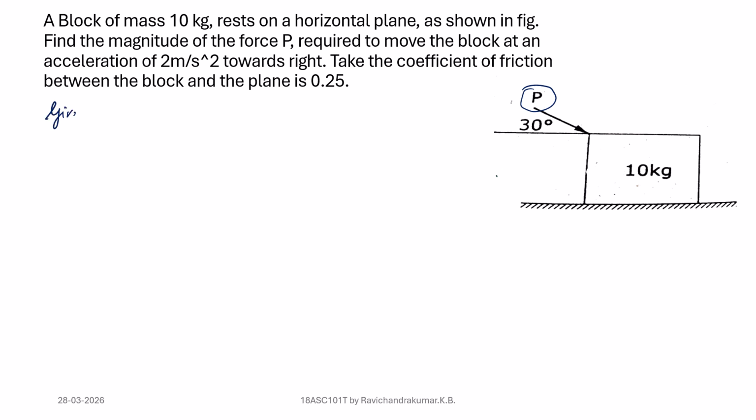So now we'll write the given data. The mass of the block is M equal to 10 kg, the acceleration is equal to 2 meters per second square, and finally, the coefficient of friction between the block and the surface is mu equal to 0.25. So these are the data which have been given, and we need to find P for this condition.